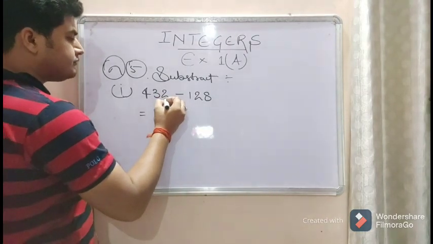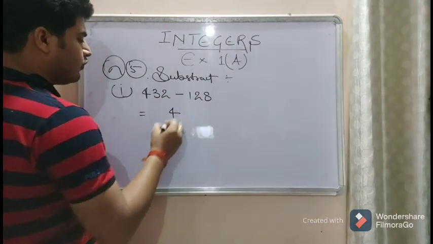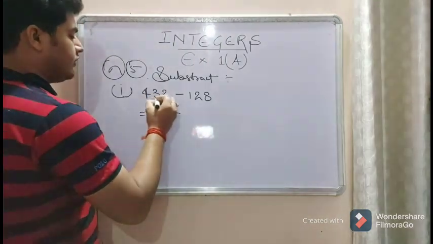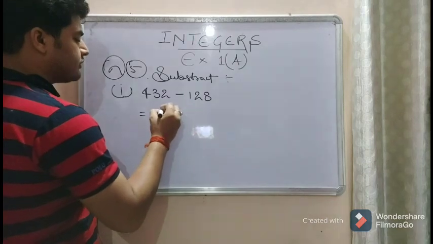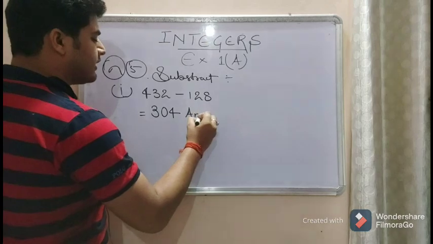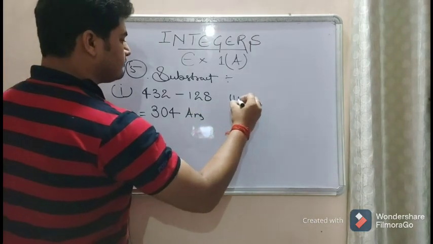So 1 carry, 12 minus 8, 4. Here will be 2, 1 carry 12 minus, here will be 2, 2 minus 2 will be 0, and 4 minus 1 will be 3. So 304 will be the answer, no problem in this.